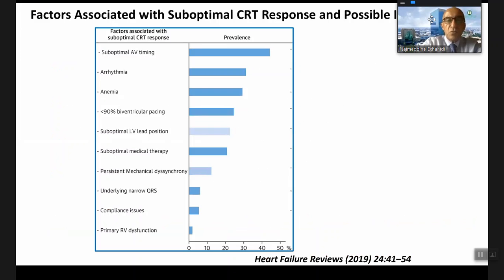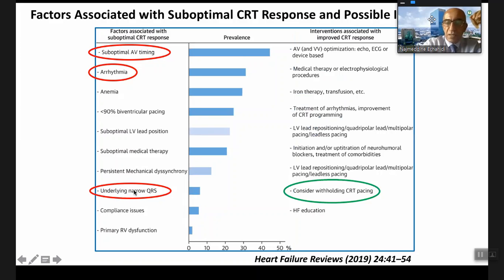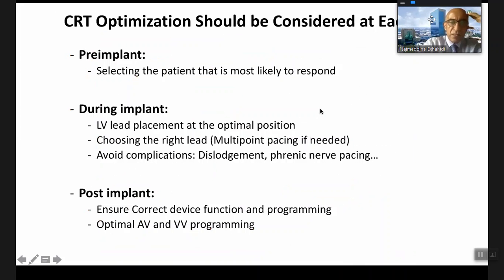Several factors were reported to be associated with suboptimal CRT response or non-response. But the most frequent is the AV delay, which needs to be programmed adequately. Then there is the occurrence of arrhythmia during follow-up, when the patient is not paced 100% of the time in biventricular mode, and if the patient was not correctly selected. We are still seeing such patients, and we have some possibilities of intervention to resolve this problem.